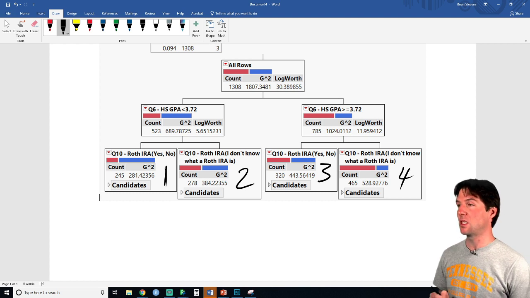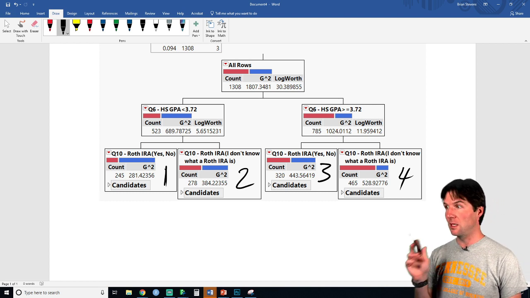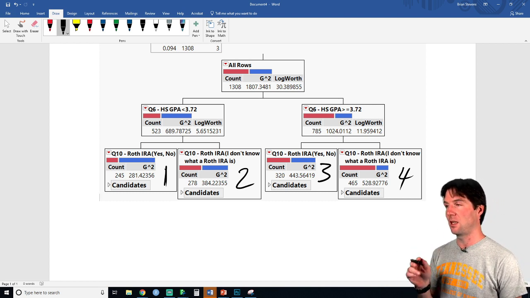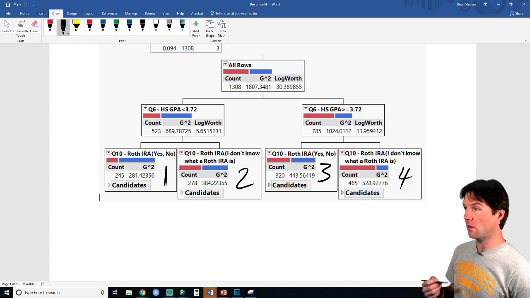For many people who worked with me in Stat Lab, we would always identify these leaves right here to say, okay, that's the first, that's the second, that's the third, that's the fourth, and these are the leaves in the order they appear.